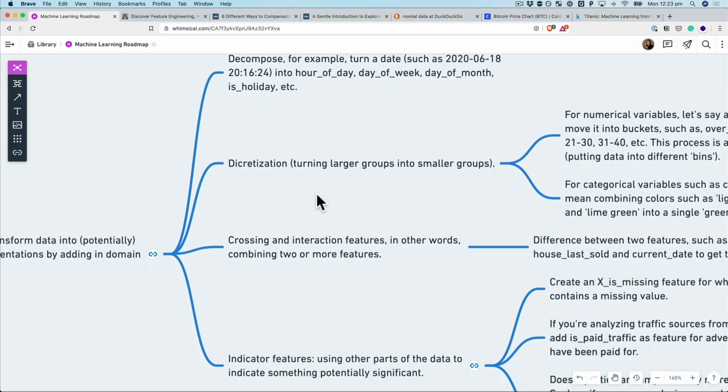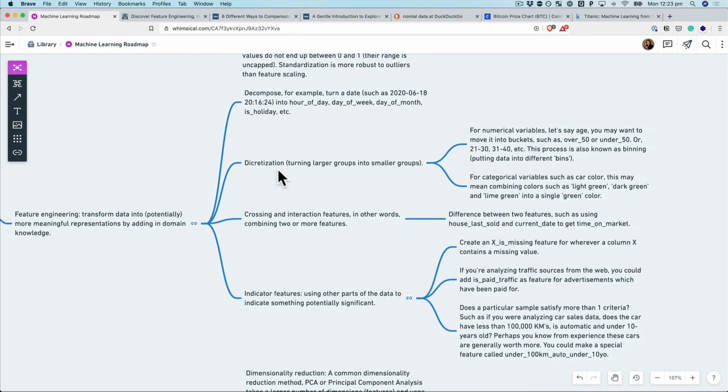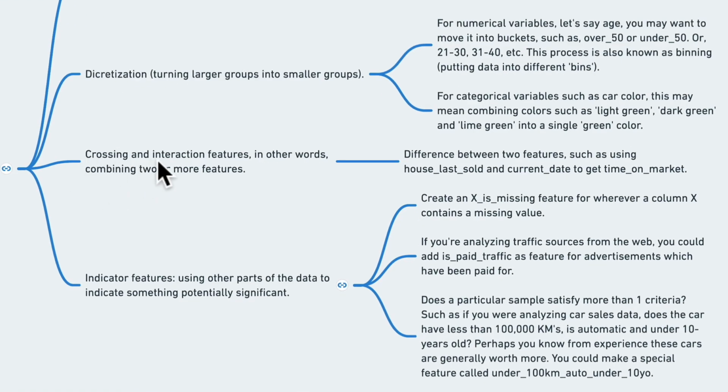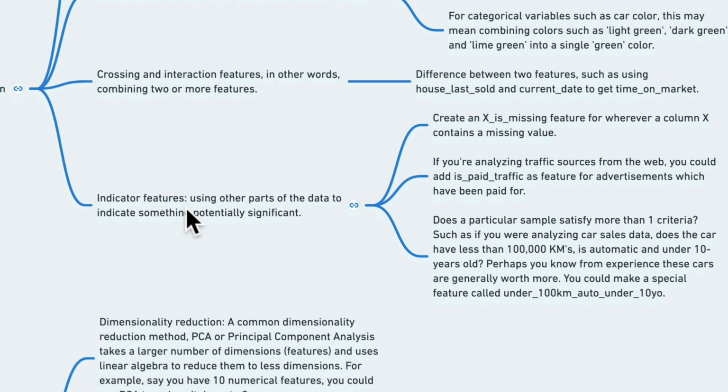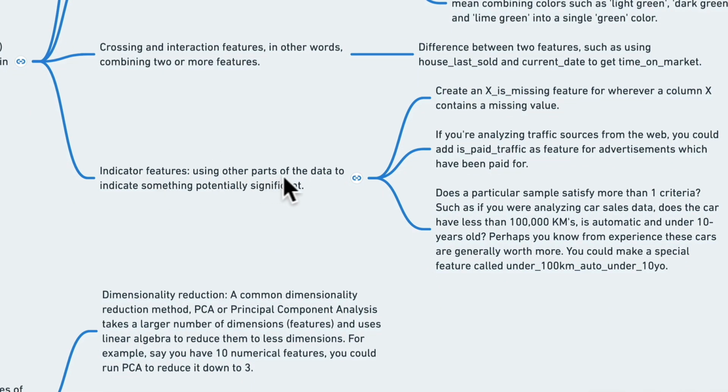Then you've got discretization. I had to really think about how to pronounce that. Turning larger groups into smaller groups. Got some examples there. Crossing and interaction features. So combining two or more features. Indicator features. So using other parts of the data to indicate something potentially significant.